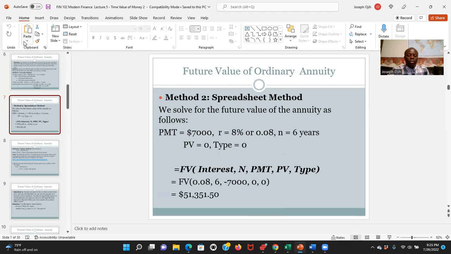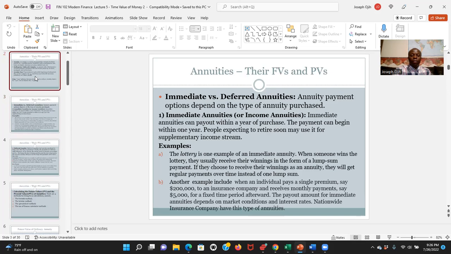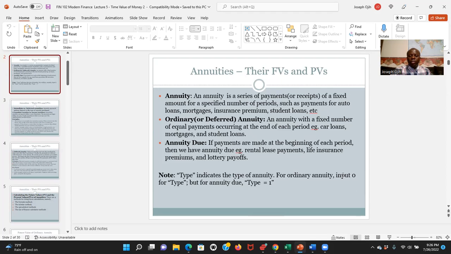For the spreadsheet method, remember that the payment, PMT, equals 7,000. Because the money is going out of your pocket every year, you make it negative to show the direction of the cash flow. Rate is 8%, and the number of years is 6. Present value, you have no present value, so it is 0. Then type: because this is an ordinary annuity, type is 0. Remember, I mentioned at the beginning that for ordinary annuity, input 0 for type, but for annuity due, use 1. Okay.